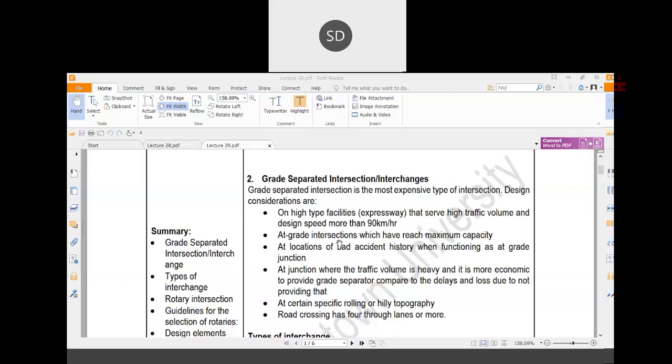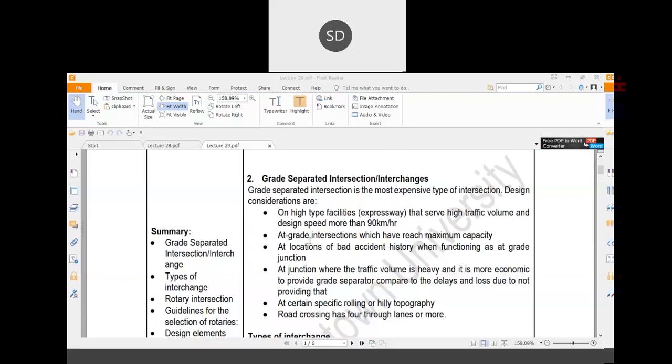Now, where is this necessary? Where the traffic volume is maximum and cannot be handled by the at-grade intersection, because the at-grade intersection has reached its maximum limit. Suppose one roundabout is there, but it cannot control the existing traffic over there.